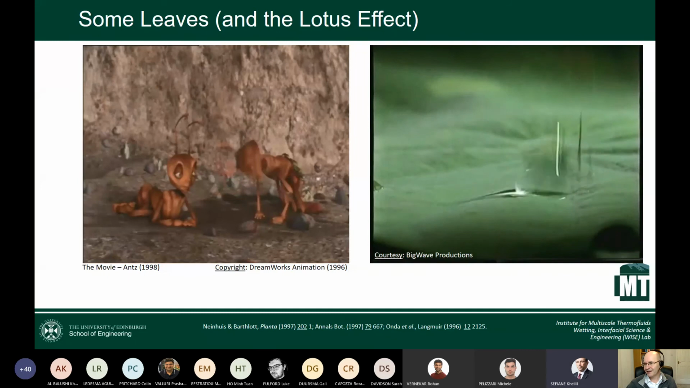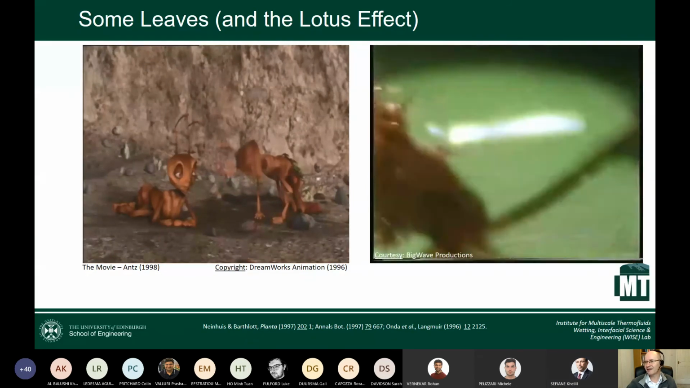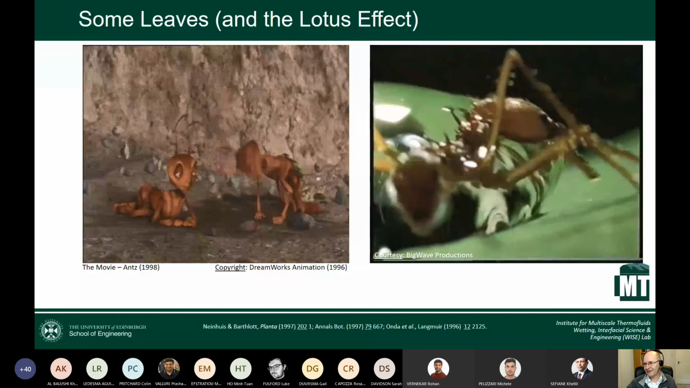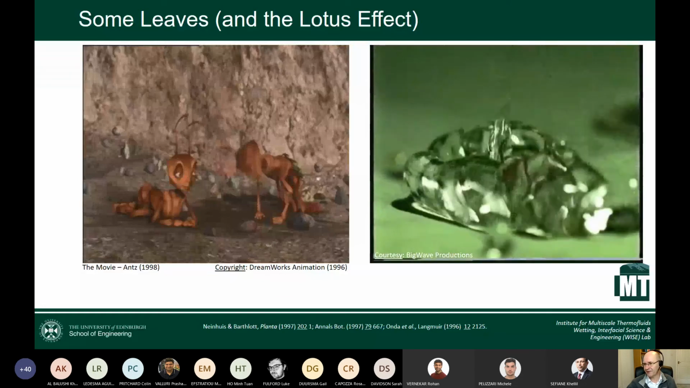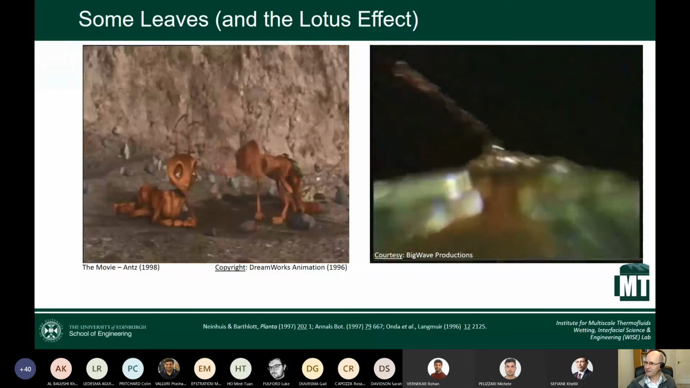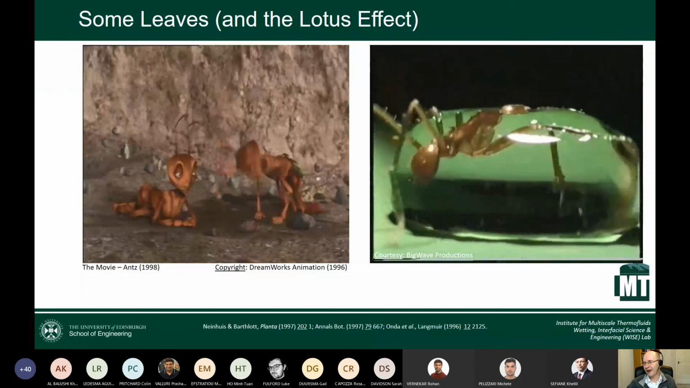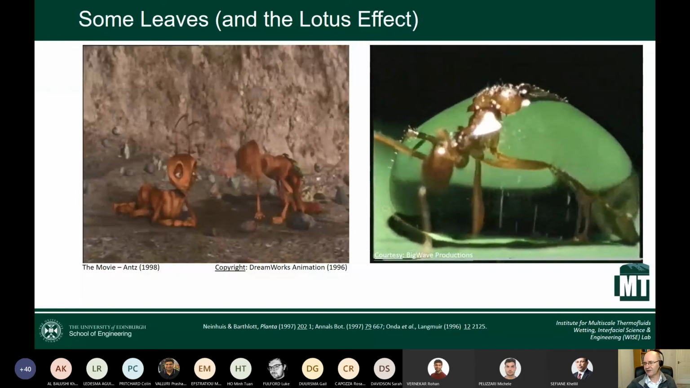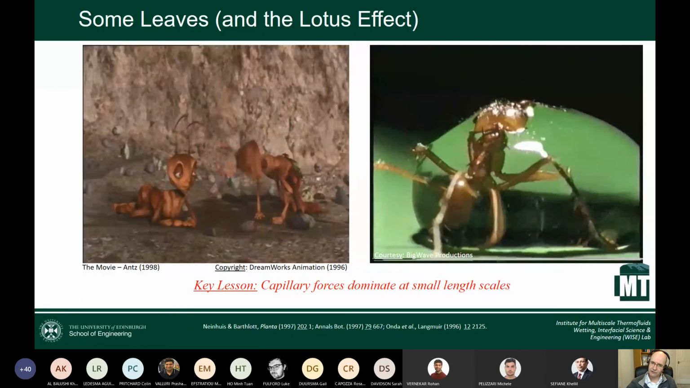So here what you're seeing is a real video of an ant whereby the water droplet is encompassing the ant. And as it tries to break free, you see the surface between the water and the vapor. The ant can't break through, and no matter how much it tries to fight its way out, it uses its mechanical strength, it can't break free of that droplet. And so what it tells you is that capillary forces dominate at very small length scales. And that's a really powerful understanding.